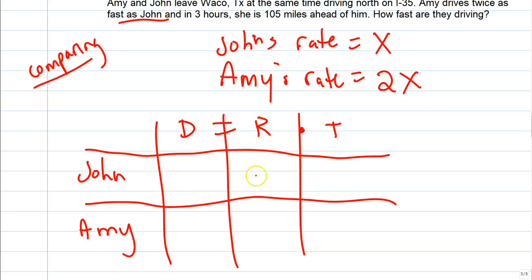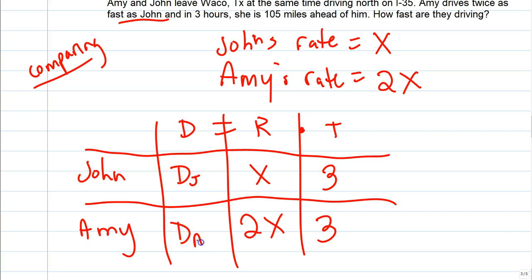Rate for John we just called x. Rate for Amy we called 2x. They drove for 3 hours. They were the same, so their time would be 3 hours, okay? And then we have John's distance, and we have Amy's distance. And we don't know either of those, right?